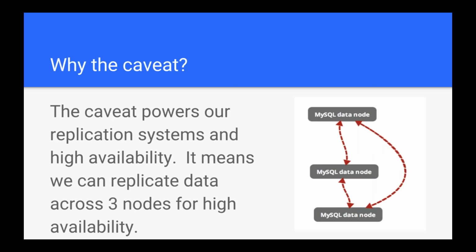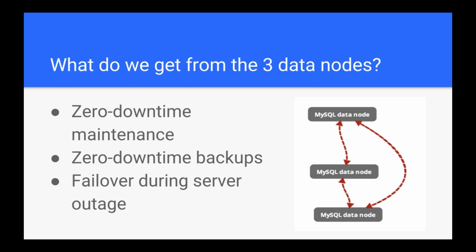The reason we made that choice is that the caveat powers our replication systems and high availability. It means we can replicate data across 3 nodes for high availability. Because we have these unique values for the records within the tables, our replication systems can ensure that data remains consistent across the cluster. It actually becomes quite hard to replicate MySQL data if you don't have the unique records. So we chose to do this to ensure data consistency for our customers.